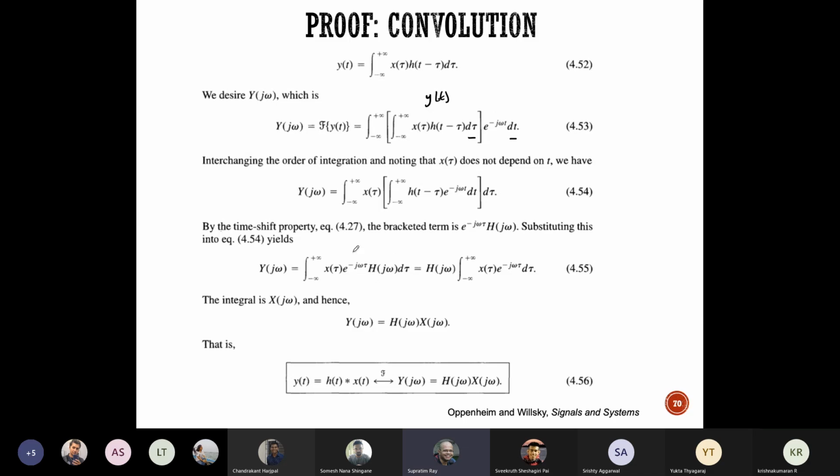This is just a function of omega. This comes out, and I'm left with x(tau) e to the power minus j omega tau d tau, which lo and behold is just the Fourier transform of x. So Y is just the product of H and X. This is an awesome property because the convolution in the time domain becomes a product in the frequency domain.